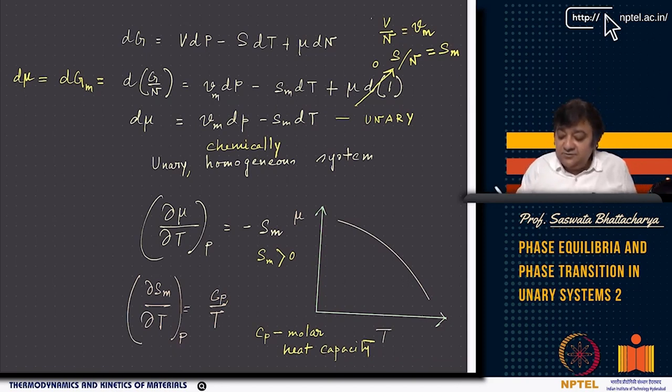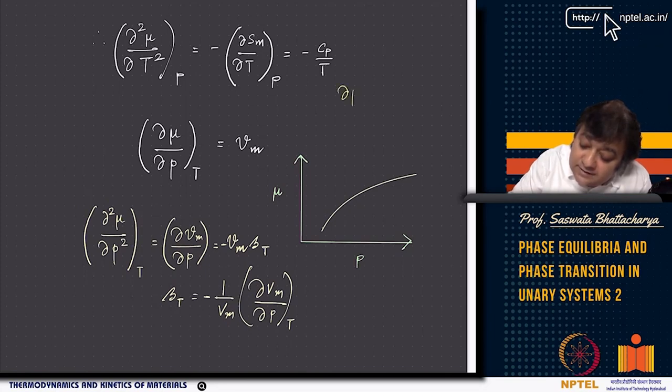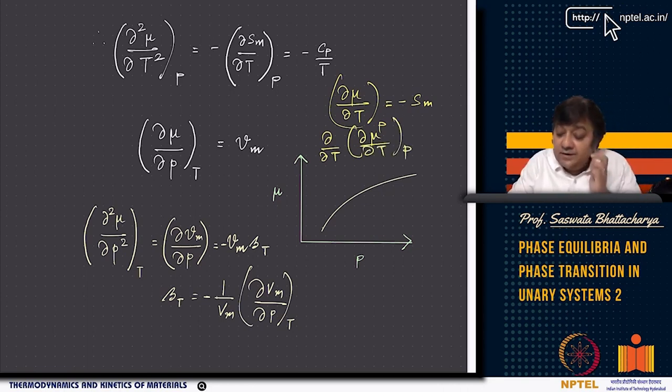But now you have this condition also: del Sm del T at constant pressure equals Cp by T. Now you can combine these two equations. Instead of Sm, I know del mu del T equals minus Sm, so I do del del T of del mu del T at constant pressure. This becomes minus del Sm del T. Del del T of del mu del T is nothing but del 2 mu del T square.